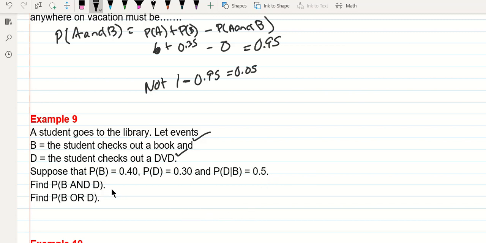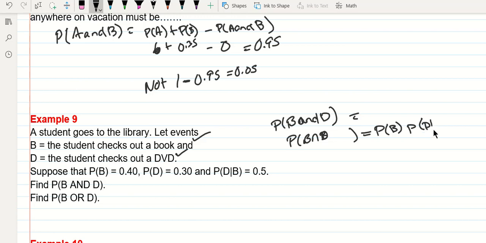So, if we want to find the probability of A and D, I'm sorry, B and D, right? Well, that means we're going to find the probability of B intersection D. So that is the probability of B times the probability of D given B. So this would be 0.40 times 0.5, which equals 0.20.